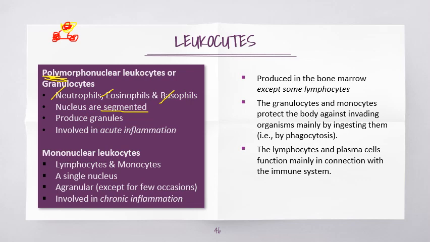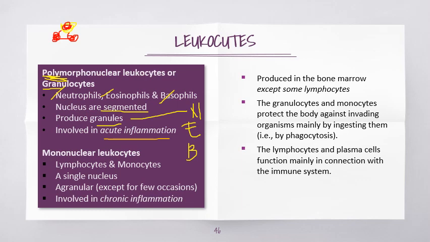They are also called granulocytes because they produce granules. These granules are important in distinguishing your neutrophil, eosinophil, and basophil, and they are involved in acute inflammation. While your mononuclear leukocytes are called as such because they appear to have a single nucleus, mononuclear. They are usually agranular except for a few occasions, and they are more involved in chronic inflammation.